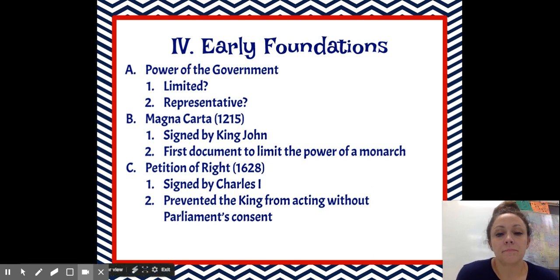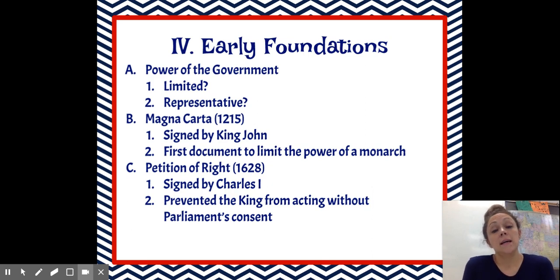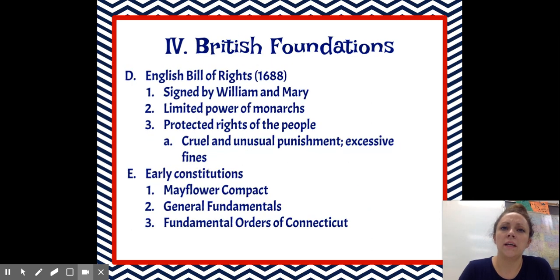Next, we have the Petition of Right. This was signed in 1628 by King Charles I. Now, King Charles meets a kind of grisly fate later on in that he was beheaded. But the Petition of Right was signed to essentially prevent the king from acting without the consent of Parliament. Now, remember, Parliament is the legislative body in Great Britain. So we have Congress in America; the comparable body in England is Parliament. So he couldn't do things like raise taxes without Parliament's consent. He couldn't order martial law in a time of peace unless he had Parliament's consent. Just those types of things that were geared towards limiting his power.